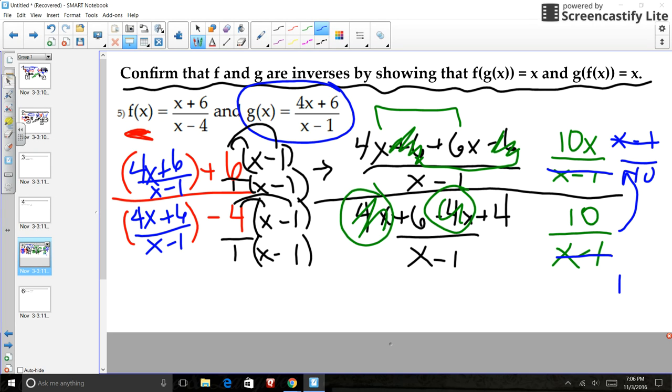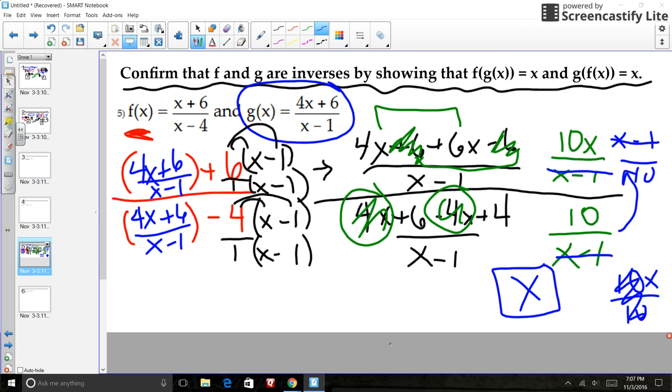So now what's left is 10x over 10. But I wanted to get x by itself. Have I actually gotten x by itself? The answer is yes, because 10x divided by 10 simplifies out. So when I did this whole long process, I got x. Yahoo! I'm done! No. Now I have to do g of x.